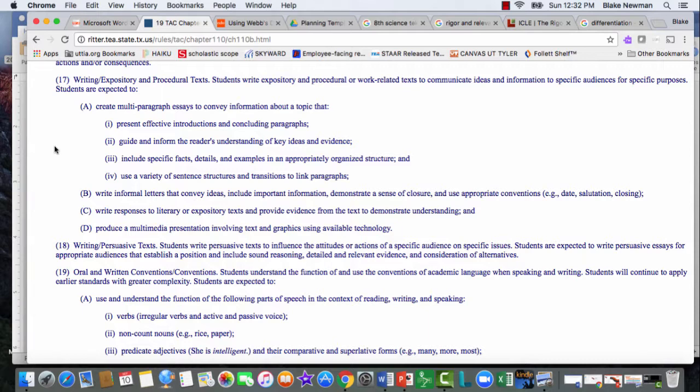I do want to remind you that in order to hit that level 3 in your classrooms and see if your kids really understand, a great way to do that is to use this writing TEK. It's in every grade level. So, writing responses to literary or expository text and provide evidence from the text to demonstrate understanding. This is really going to be beneficial in your classrooms as your students progress, and it's a great way to check for understanding and have them write and have them use that evidence from class and really prove their understanding and justify their reasoning.